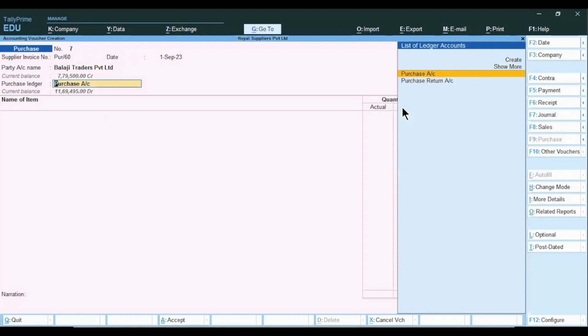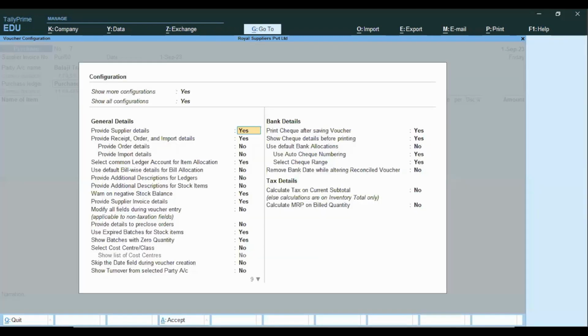Suppose it is not asking for the price level. First of all, we have to configure also. At this invoice level, press F12, and here we need the configuration for the price list. Just a minute.